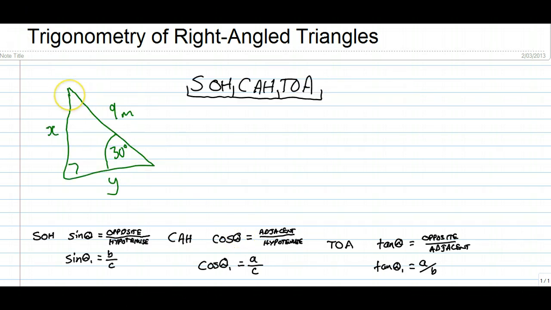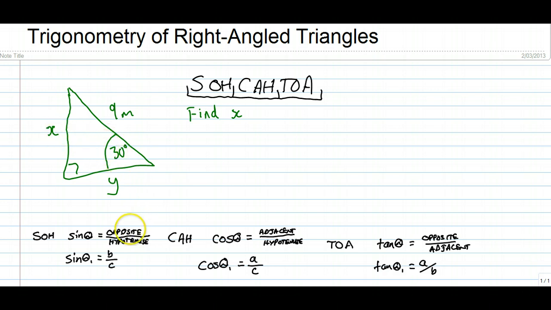Let's say we've got a right angled triangle, and this angle here is 30 degrees. We know that. We know the hypotenuse, the long side, is 9 meters, but we don't know either of these sides. Let's try and use one of these equations to find side x to begin with. We're trying to find side x. Now if we look at the angle that we've got, the x is opposite to that angle.